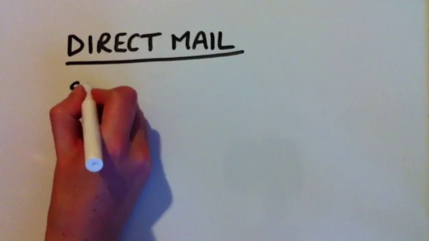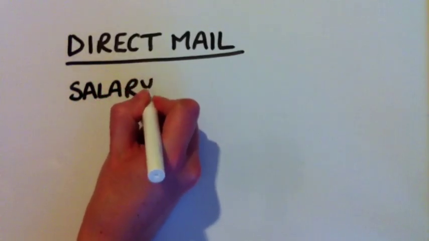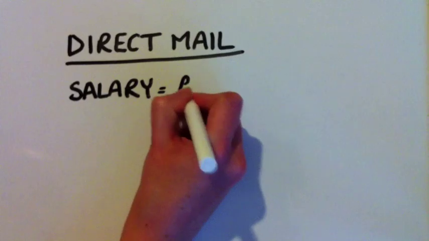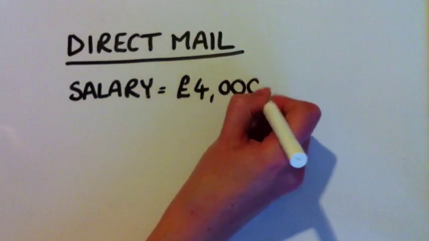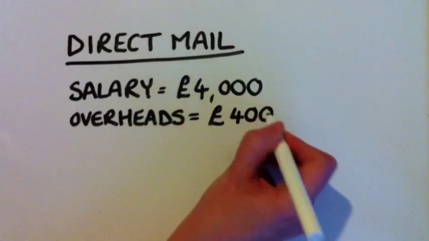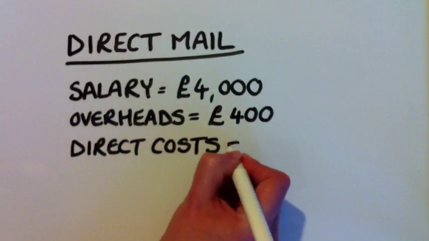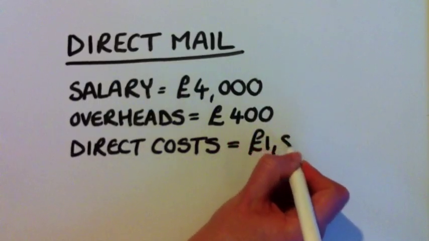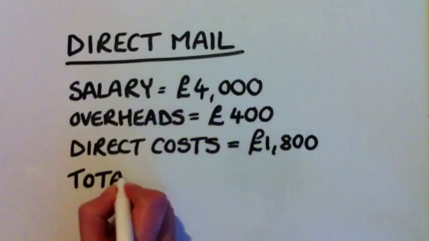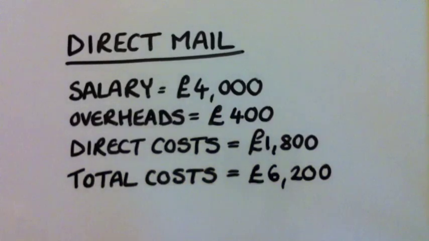We can do the same thing for direct mail. Amir spent 20% of his time over the year working on the direct mail campaign. This equated to £4,000 of his salary and £400 of his overheads. The direct cost of producing the mailing was £1,800, and this covered the design, printing and postage of the letters. That means the total cost comes to £6,200 for the direct mail income stream.